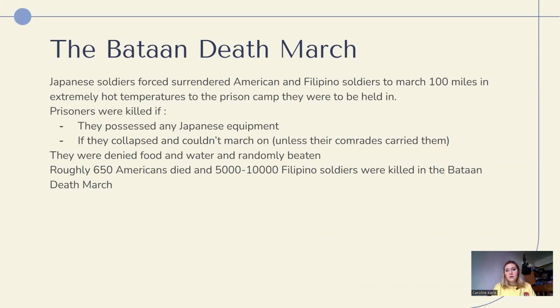They were denied food and water despite there being enough to go around, and they were randomly beaten by Japanese Imperial Army soldiers. Roughly 650 Americans and 5,000 to 10,000 Filipino soldiers were killed in the Bataan Death March.